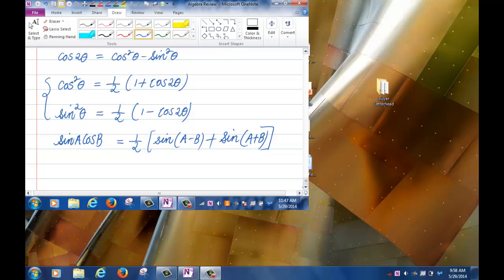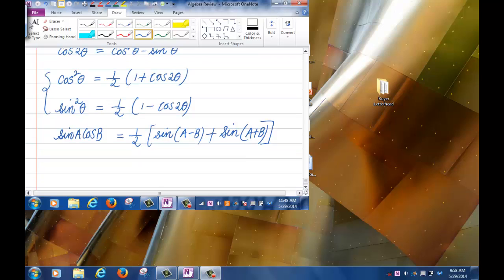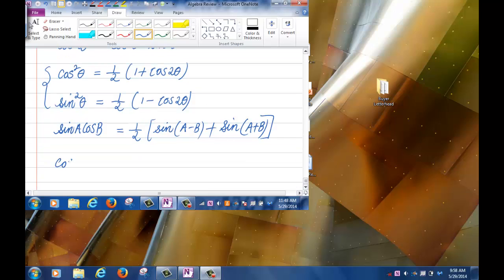In the same way, if I have cosine A cosine B, that can be written as half of cosine A minus B plus cosine A plus B. So one of them is in terms of sine and the other is in terms of cosine. I think this is it. These are all the identities that we need to know.